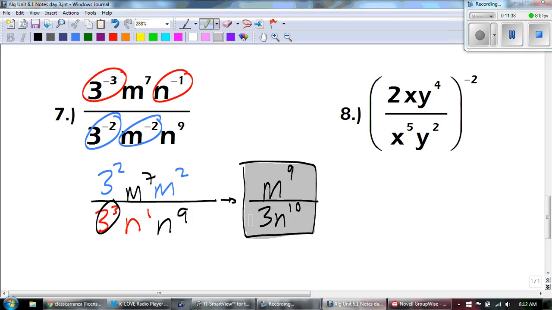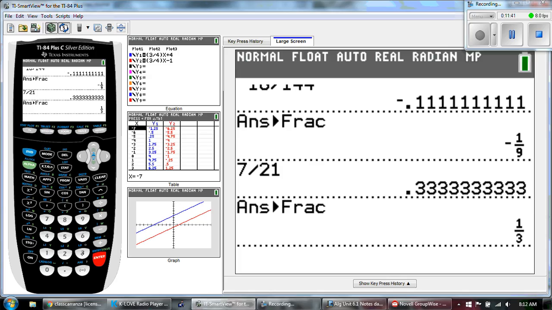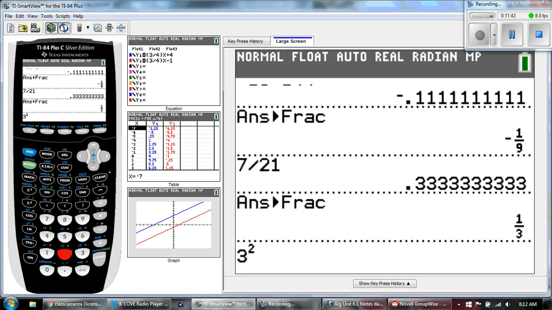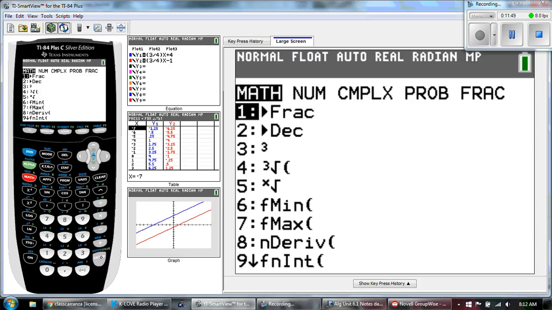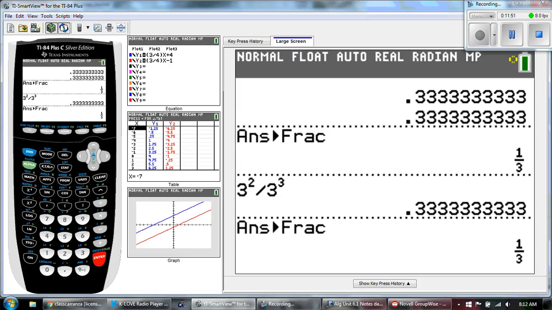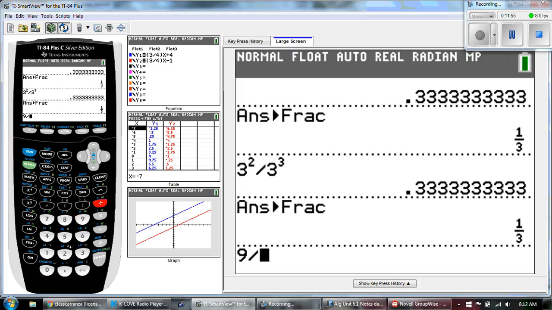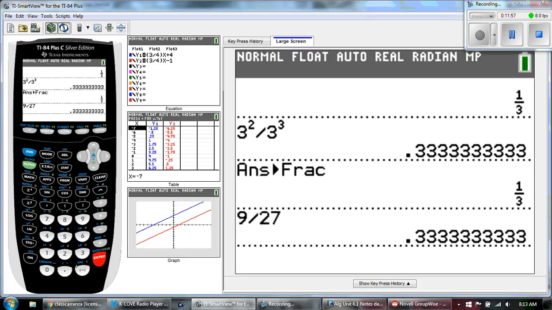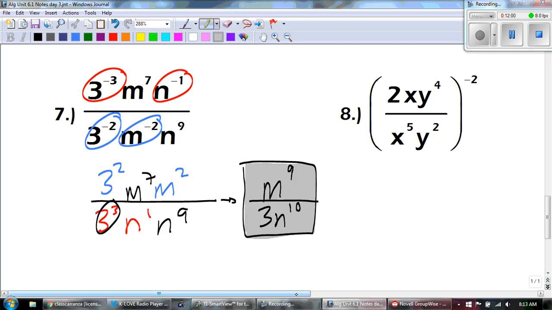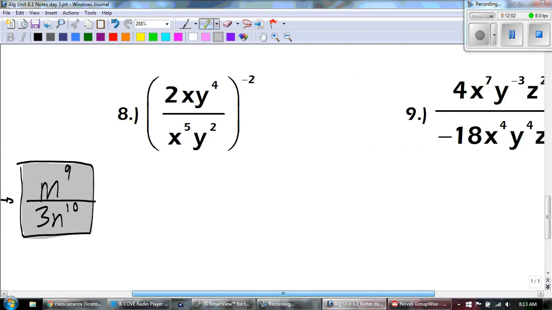And if you're like, dude, Mr. Grice, that was weird what you did with the variables. 3 squared divided by 3 cubed ends up being 0.13333, which is 1/3. 9 divided by 27, that's what I wrote down. It's 1/3, okay? So that was just a nice little trick.